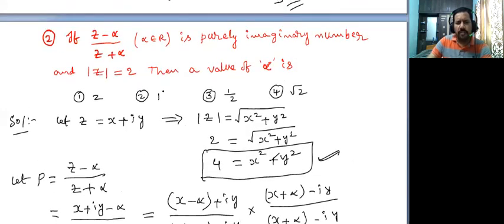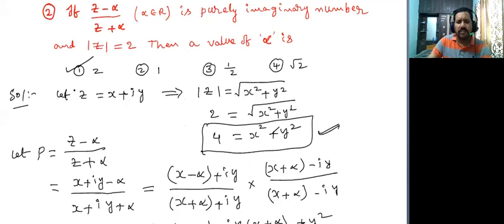So here α belongs to the argument. So finally the α value is 2. This is the correct answer. Okay. Now this is a very easy question.